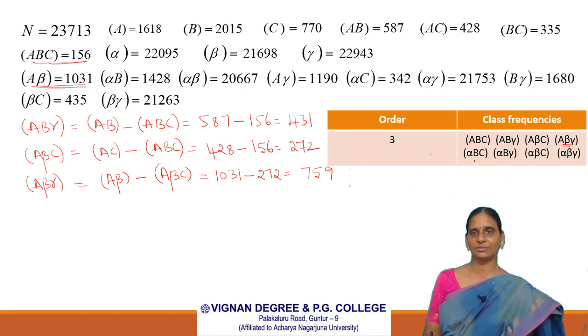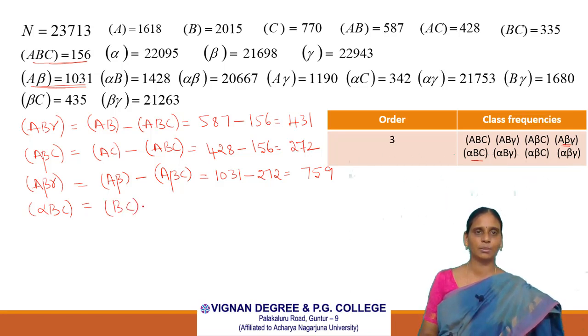And the next class frequency is frequency of αBC. And this is equal to frequency of BC minus frequency of ABC. Frequency of BC value is 335 minus frequency of ABC value is 156. So 335 minus 156 is 179.